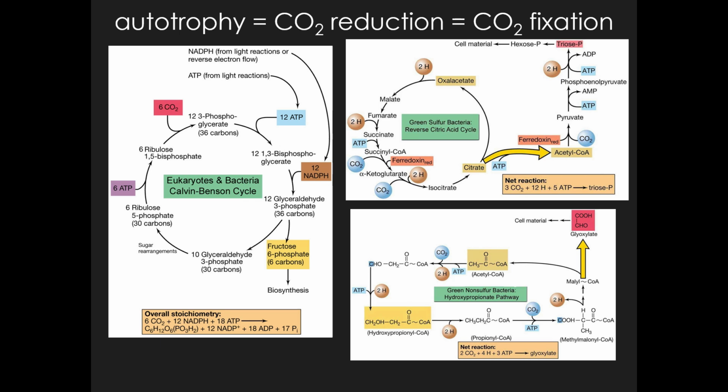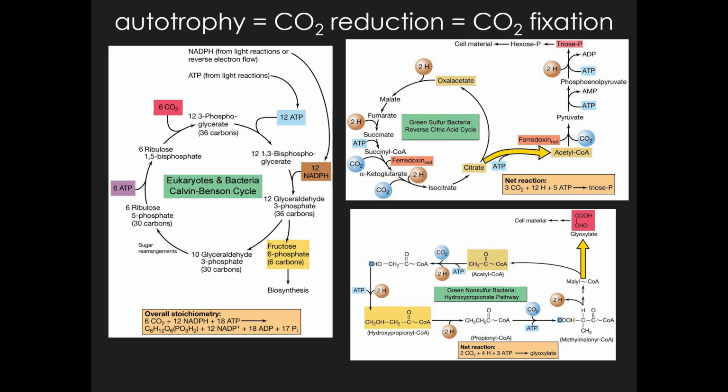Now, just as a point of clarification, the reverse citric acid cycle may sound a little strange to you because most people don't talk about the citric acid cycle. They call it the Krebs cycle. But the Krebs cycle is also known as the citric acid cycle, and if the citric acid cycle's job is to take organic carbon and oxidize it completely to CO2, then the reverse of that would be to take CO2 and reduce it to that organic molecule.